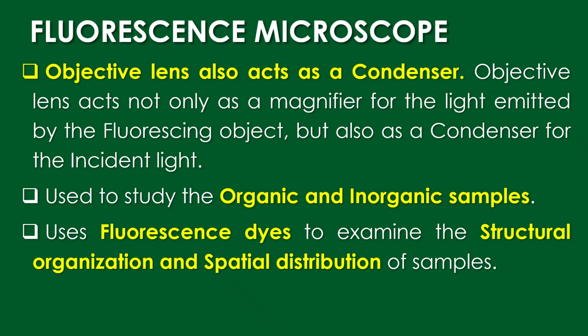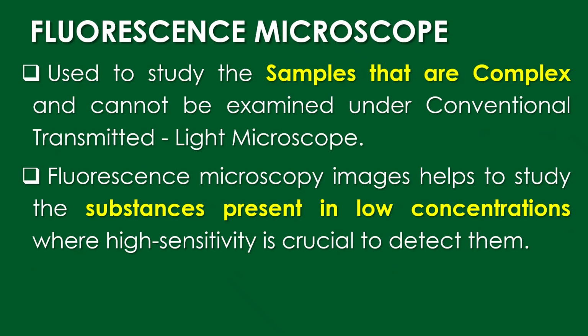The fluorescence microscope is used to study organic and inorganic samples, and it also uses fluorescent dyes to examine the structural organization and the spatial distribution of the samples. Next, it is used to study samples that are complex and cannot be examined under normal light microscopes. Fluorescence microscope images also help to study substances present in lower concentration, where high sensitivity is crucial to detect them.